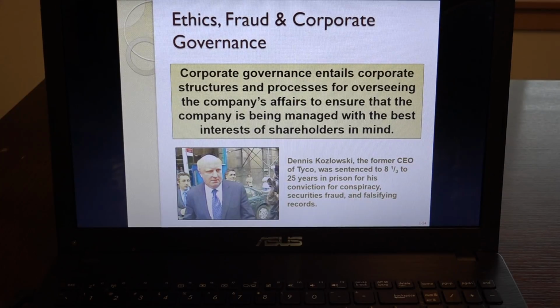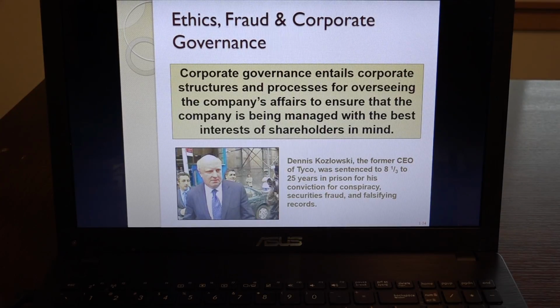A big thing that's come into vogue since some of the early scandals of the last 15, 20 years is this thing called corporate governance. And it just entails corporate structures and processes for overseeing the company's affairs to ensure that the company is being managed with the best interests of shareholders in mind. But it goes beyond that.